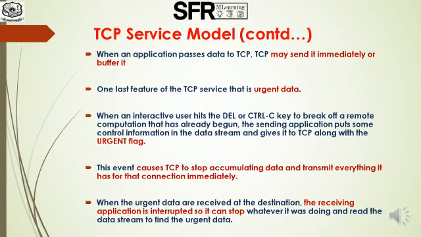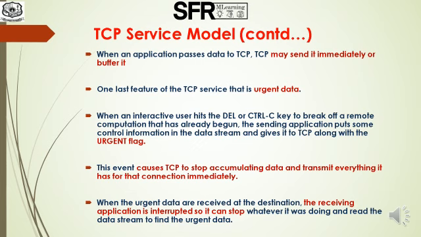Then when an application passes data to TCP, it may send immediately to the receiver or it may buffer it. One last feature of the TCP service is urgent data. If a user wants to send urgent data, the receiver has to take immediate action on that data. That is, the receiver has to receive that data immediately. That type of data is called urgent data. This urgent data can be specified by using the urgent flag. If the urgent flag is set, the data sent by the sender is urgent data.